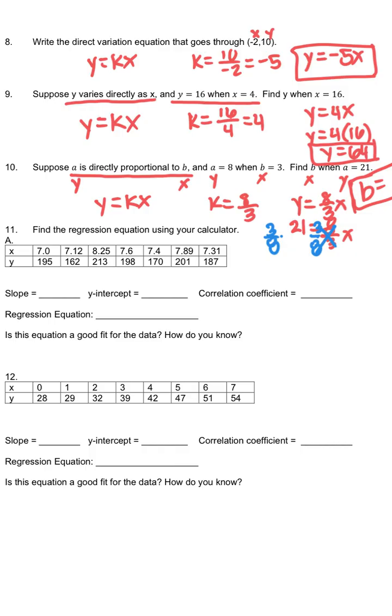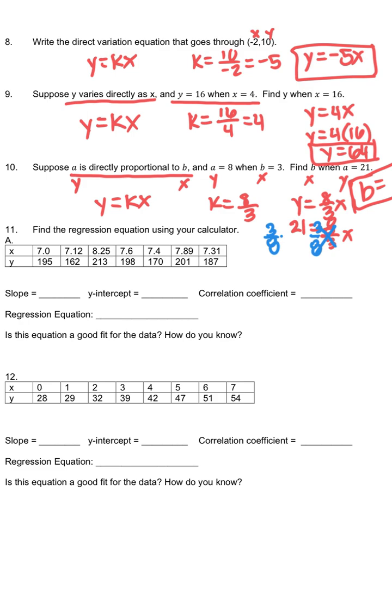Okay, let's go to the first box in L1, and we're going to put all of our X's. So 7.0, enter, 7.12, enter, 8.25, enter, 7.6, enter, 7.4, enter, 7.89, enter, and 7.31, enter. Now our L1 boxes are filled. Now let's do L2, which are our Y values. So 195, enter, 162, enter, 213, enter, 198, enter, 170, enter, 201, enter, 187, enter. Now do second mode, which is your second quit.